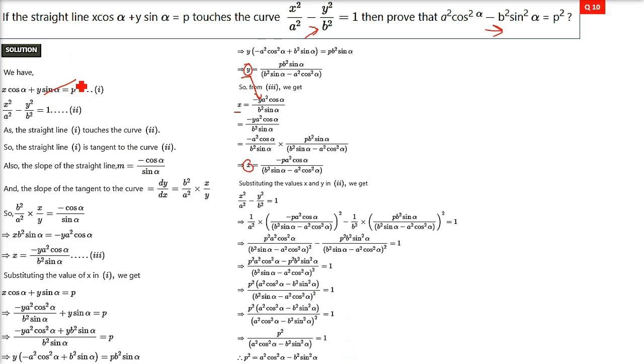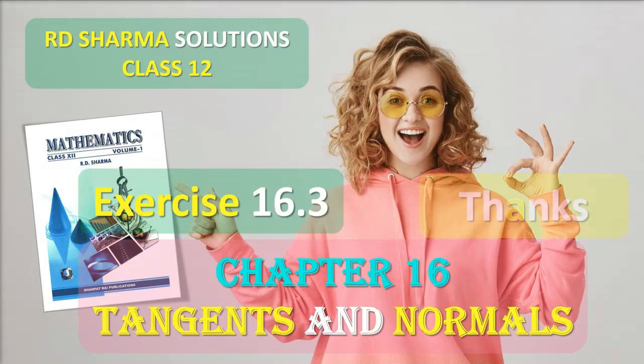Otherwise, there is a foolproof discussion we had in the previous question, which follows here as well. So just take the slopes, equate them, you'll get x, put it in the equation of the line, you'll get y. Put x and y in the equation of the curve, you'll get the condition. So this is all about this exercise.